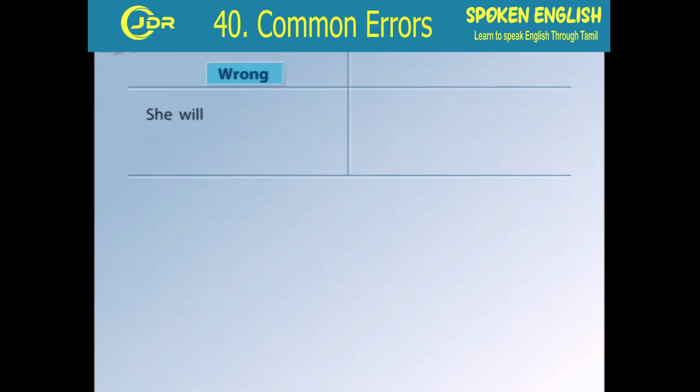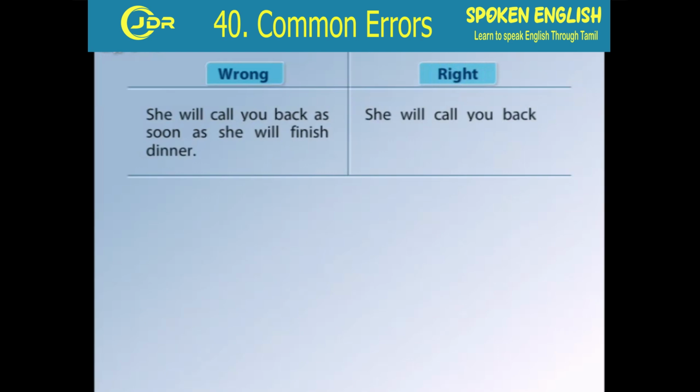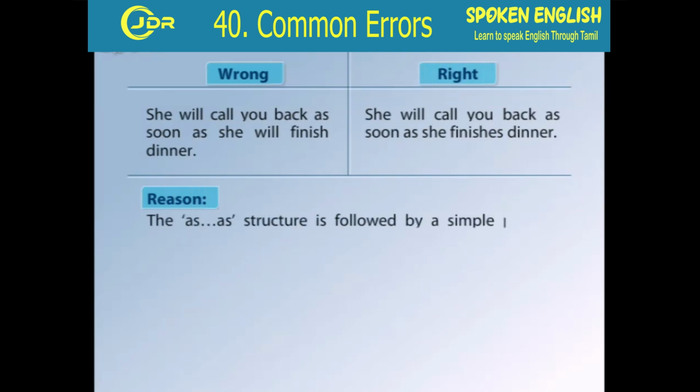Wrong. She will call you back as soon as she will finish dinner. Right. She will call you back as soon as she finishes dinner. Reason, the as to as structure is followed by a simple present tense verb only.